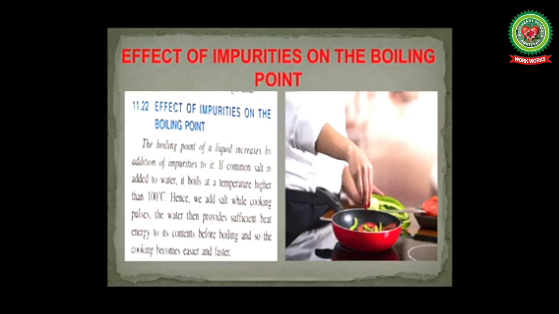Let us read the topic. Effect of impurities on the boiling point. The boiling point of a liquid increases by addition of impurities to it. If common salt is added to water, it boils at a temperature higher than 100 degrees Celsius. Hence, we add salt while cooking pulses. The water then provides sufficient heat energy to its contents before boiling, and so the cooking becomes easier and faster. So, this is why salt is added to the vegetable for their faster cooking.